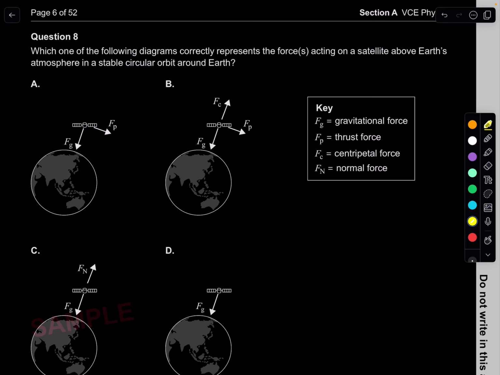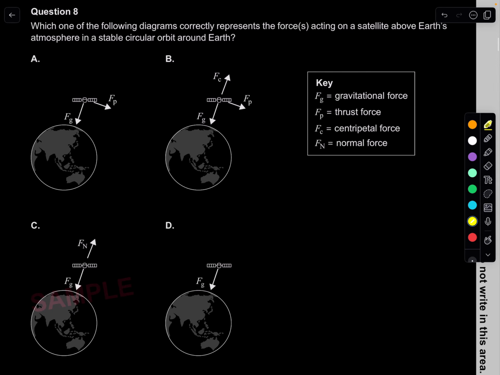Remember, when you're dealing with the Earth and stuff, there's always one force that's going to be acting, and it's always the gravitational force, your force of gravity. Now let's have a look at this question. So we have key, force of gravity, thrust force, centripetal force, and normal force. And let's look at which one is the perfect one. So we want a stable circular orbit.